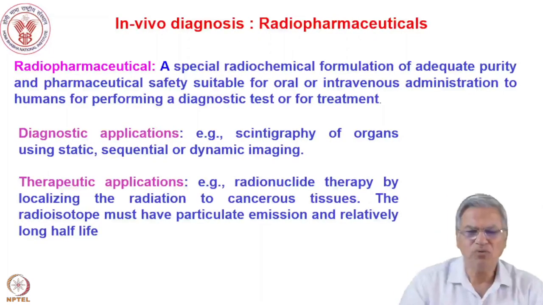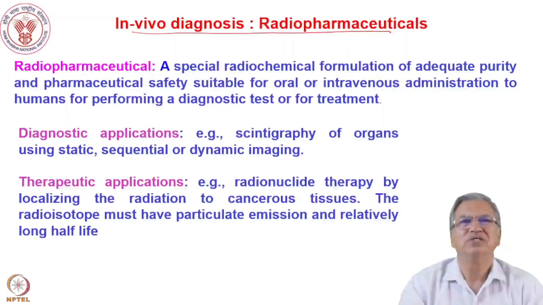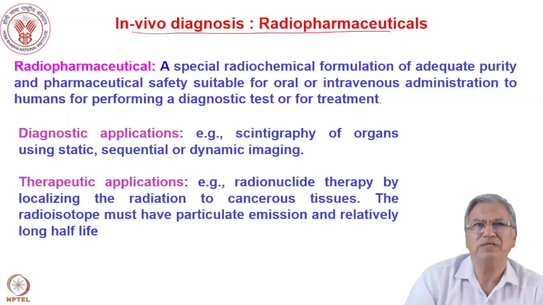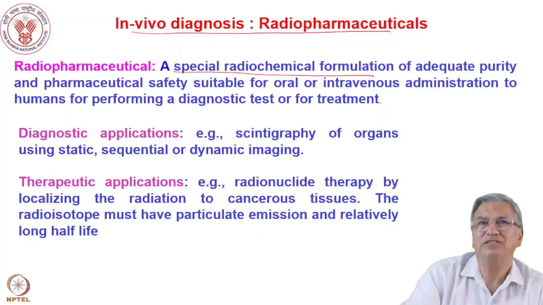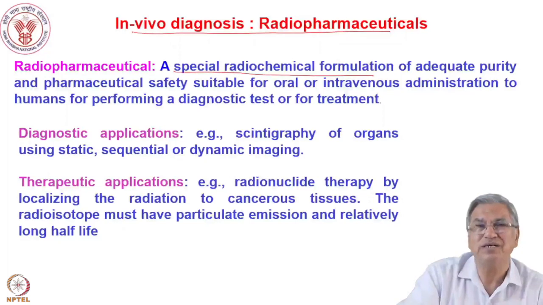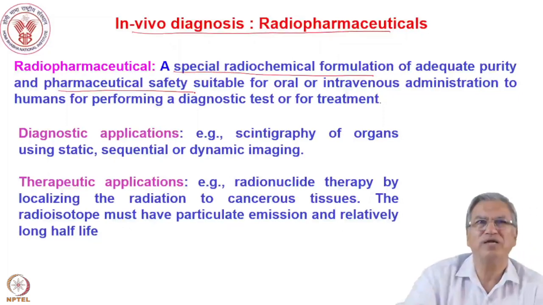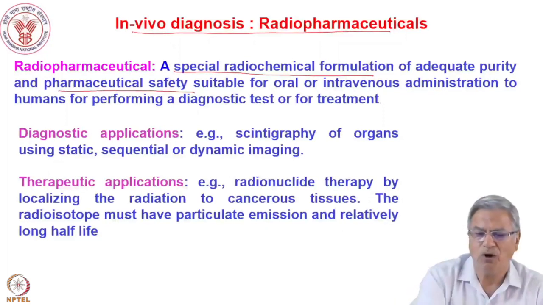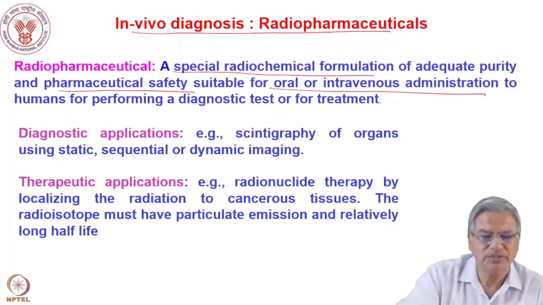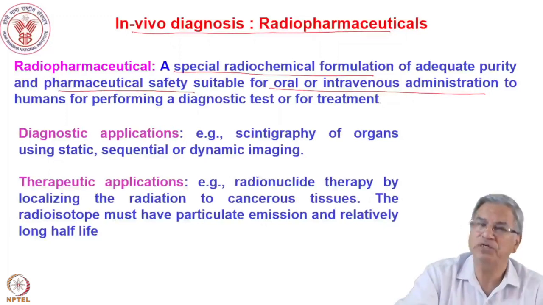Okay, so now let us discuss what radiopharmaceuticals are. Radiopharmaceuticals are pharmaceutical compounds, but they are labeled with radioisotopes. It is a special radiochemical formulation, a compound of adequate purity. So it should have the desired radiochemical purity and radionuclidic purity, that is what we mean by adequate purity, and pharmaceutical safety. There are pharmacopoeias for different quality control measures to be taken with regard to its pH, sterility, pyrogenicity, and so on. So it should be suitable for oral or intravenous administration to humans for performing a diagnostic test or for treatment.